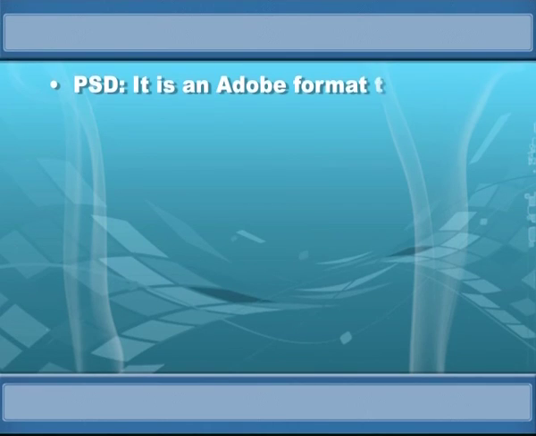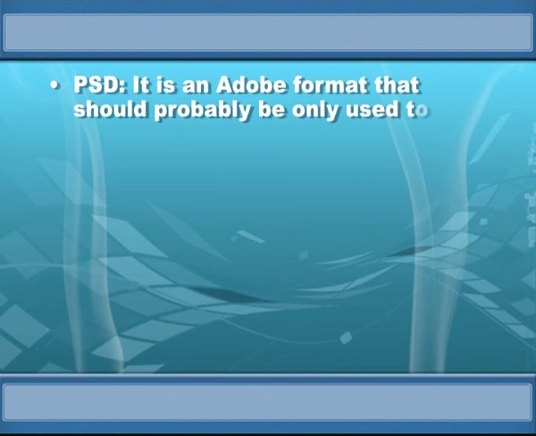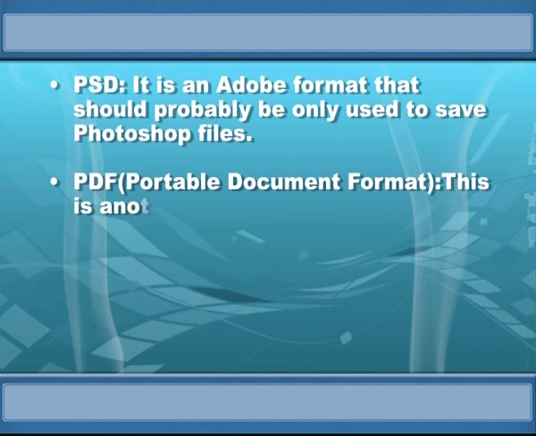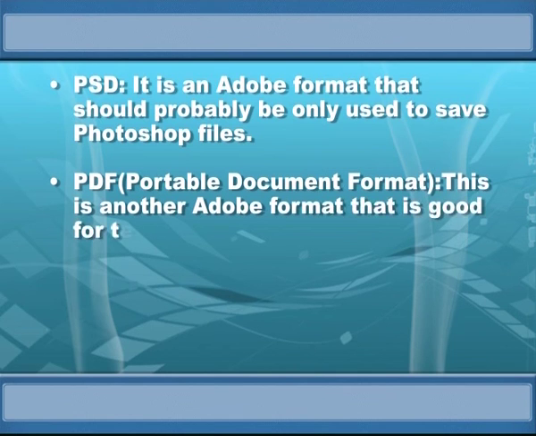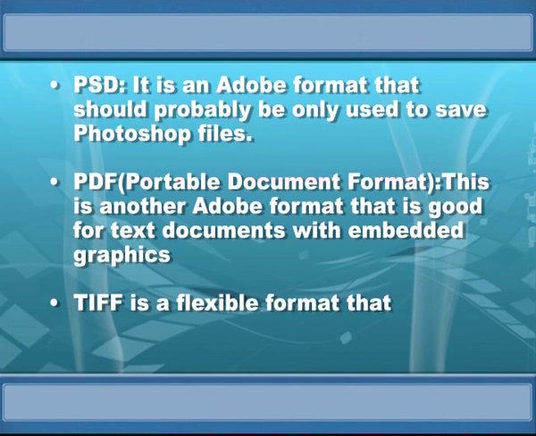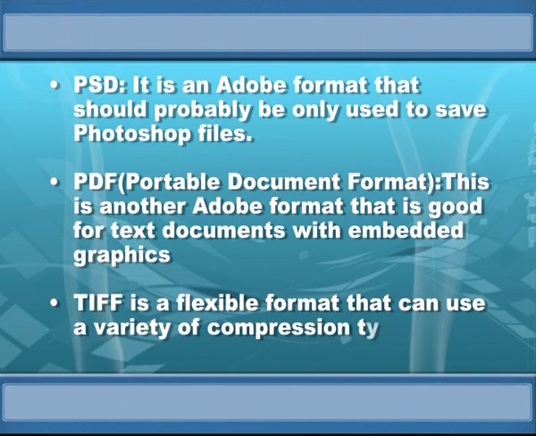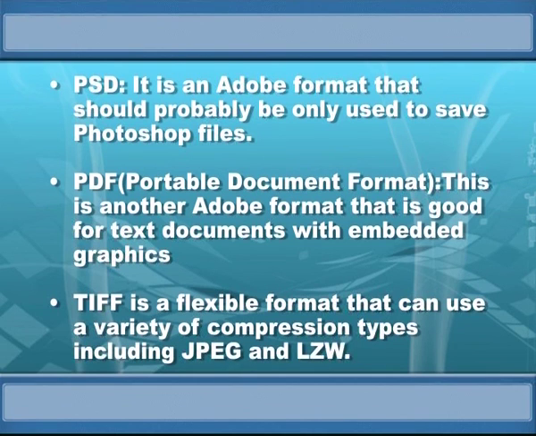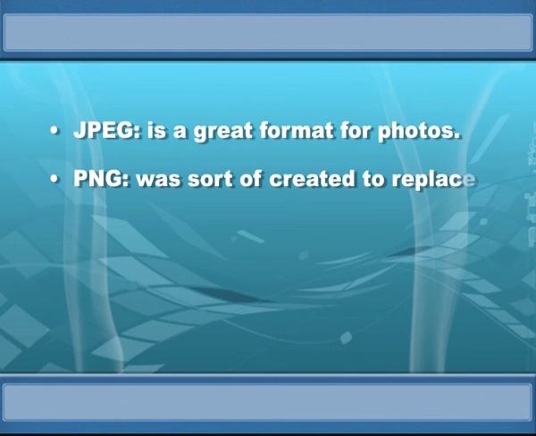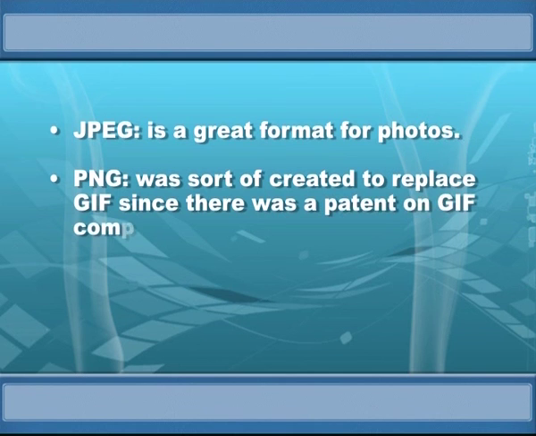Different types of graphic files are: PSD is an Adobe format that should probably be only used to save Photoshop files. PDF, portable document format. This is another Adobe format that is good for text documents with embedded graphics. TIFF is a flexible format that can be used with a variety of compression types including JPEG and LZW. JPEG is a great format for photos. PNG was sort of created to replace GIF since there was a patent on GIF compression.